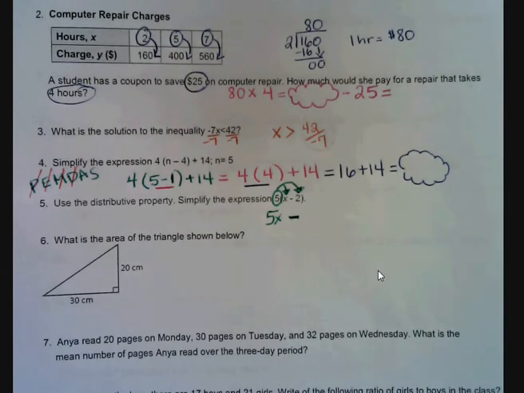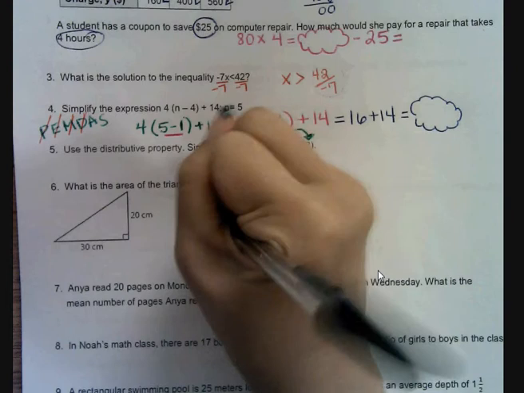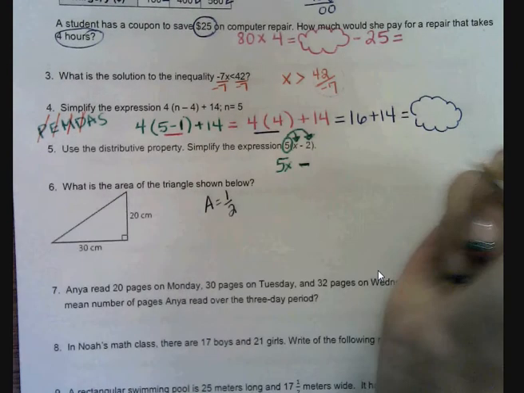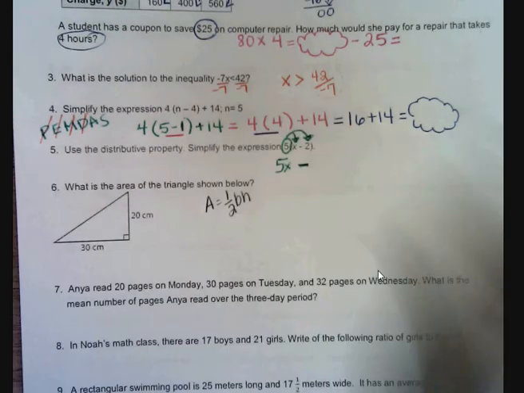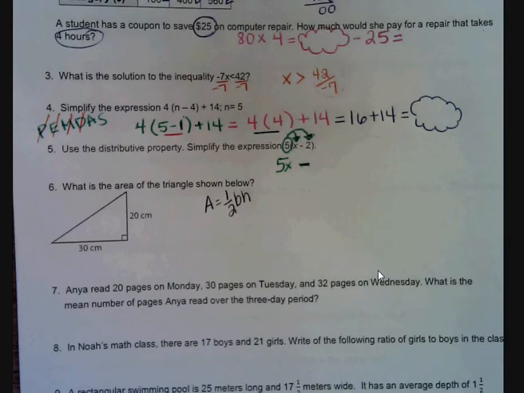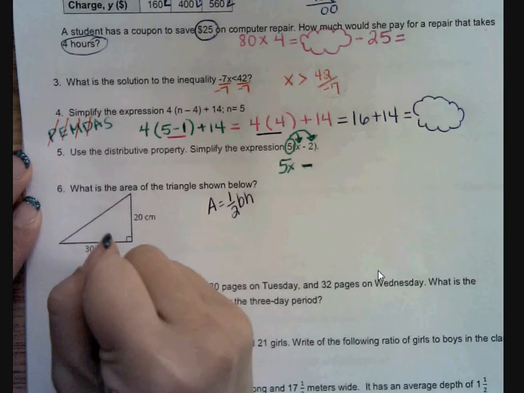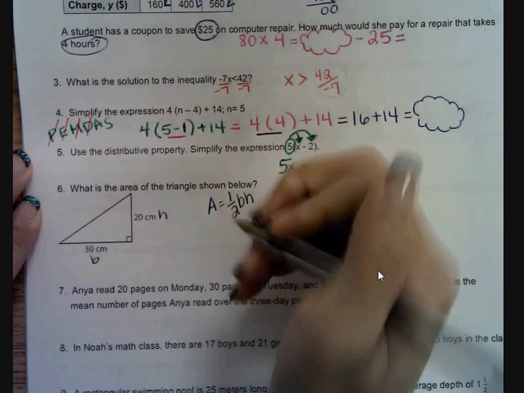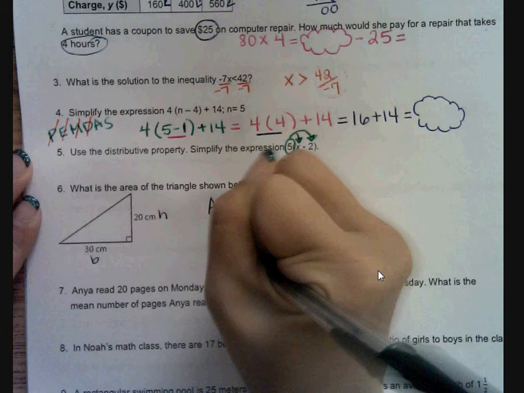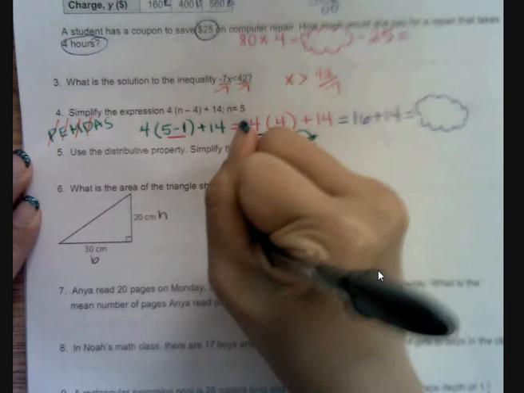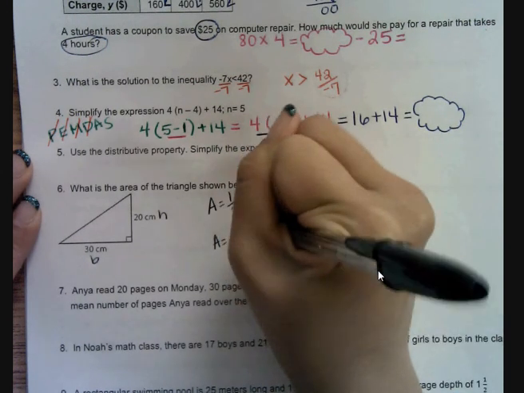All right. Number 6, what is the area of the triangle shown below? Okay, area of a triangle. The formula is area equals 1/2 base times height. Okay, so now I'm going to put everything where it belongs. This is my base. This is my height. So now I have area equals 1/2. My base is 30 times my height is 20.